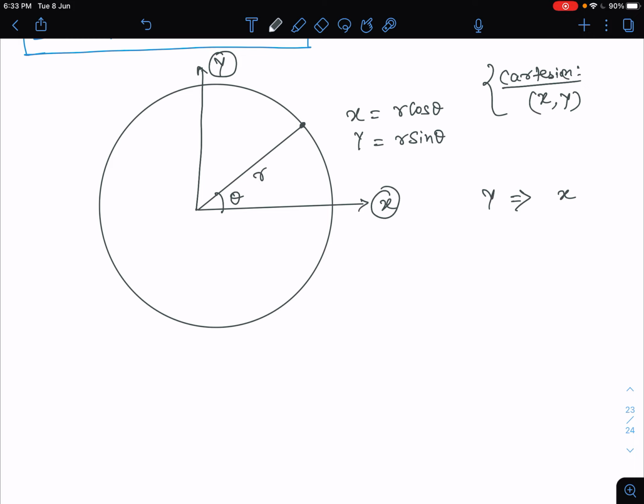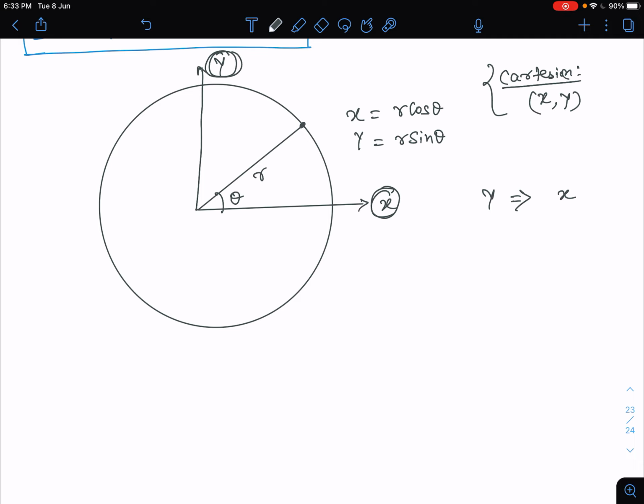And the second criterion for choosing a coordinate system is that they should be mutually perpendicular. In our case, these x and y coordinates are mutually perpendicular. So any set of vectors that are mutually perpendicular and linearly independent form a coordinate system.